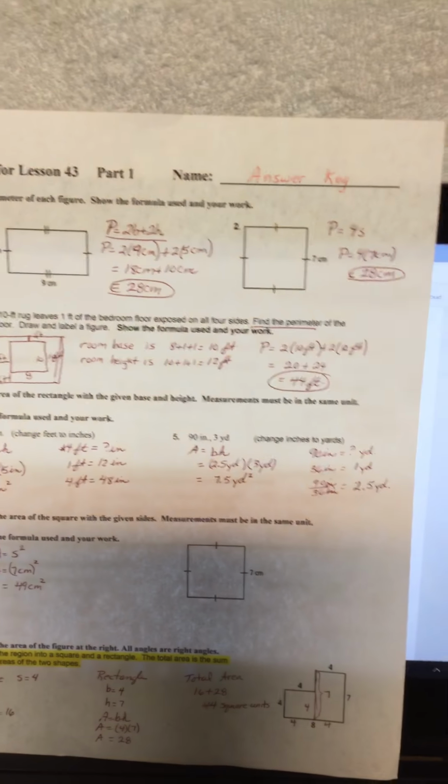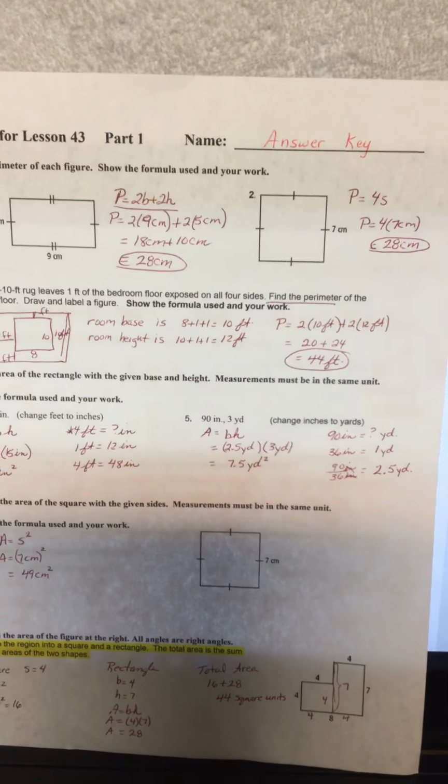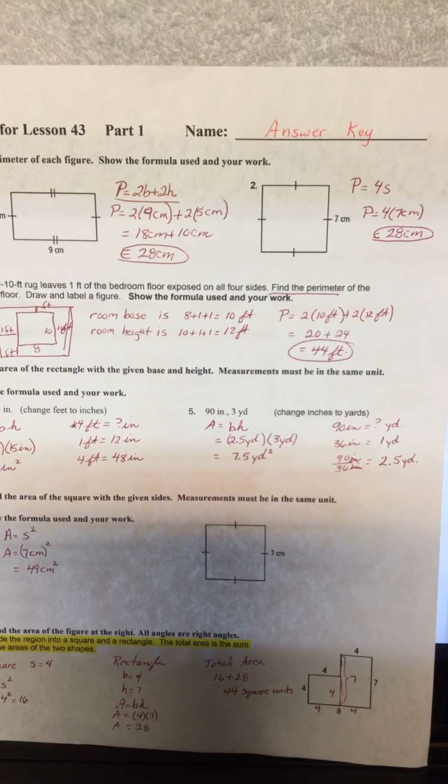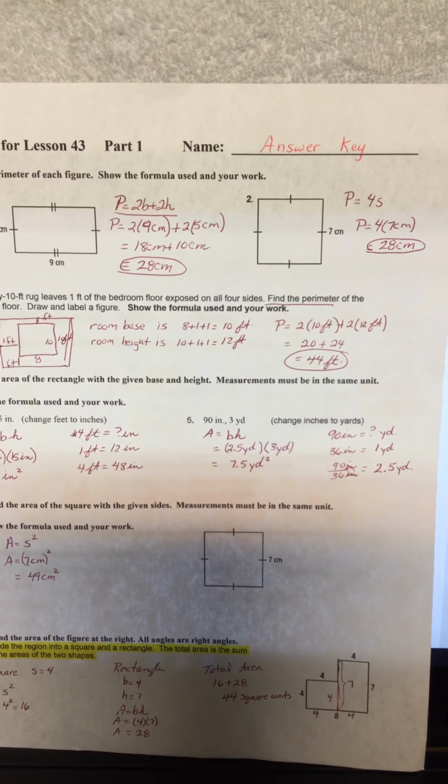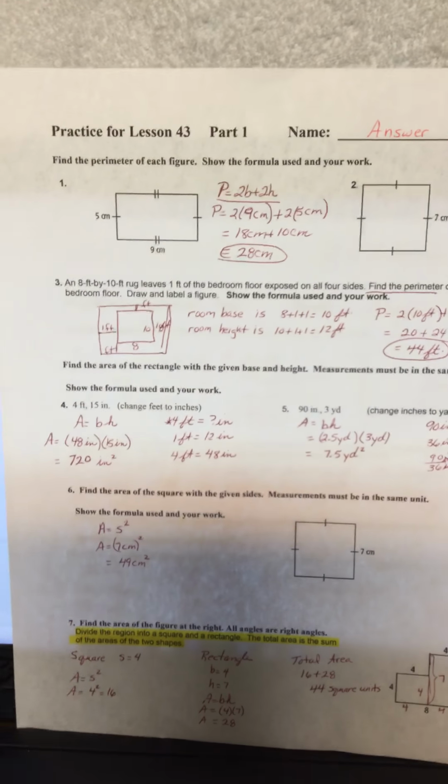Then this figure is a square. The perimeter for a square is 4s because the sides are all congruent. So 4 times 7 centimeters would be 28 centimeters.